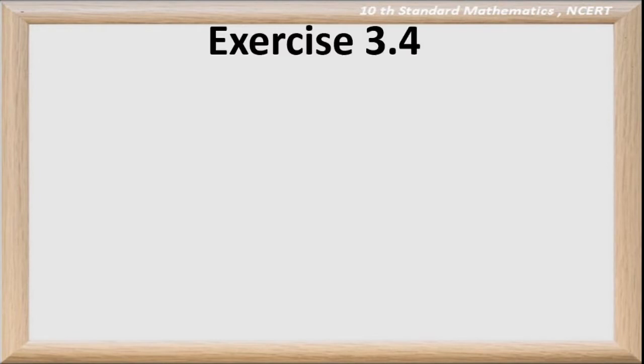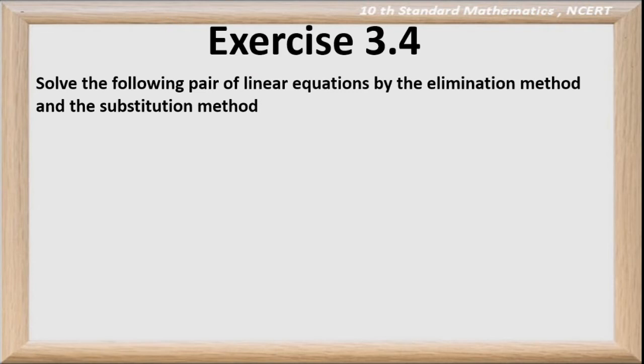I am explaining exercise 3.4. The question: solve the following pair of linear equations by the elimination method and the substitution method. The first question is x plus y equal to 5 and 2x minus 3y equal to 4. First we'll see the elimination method.